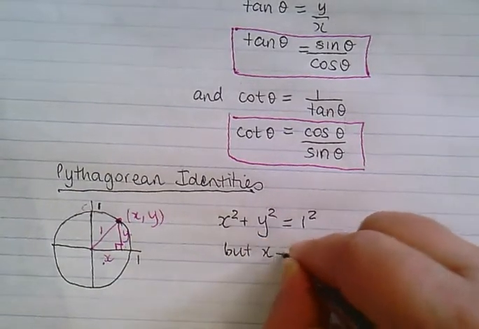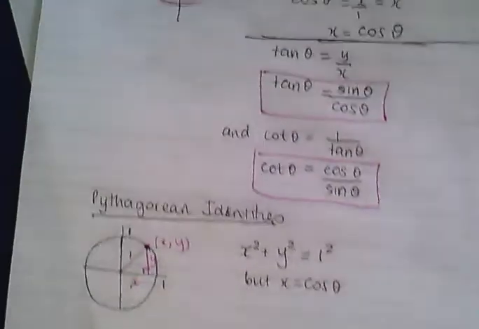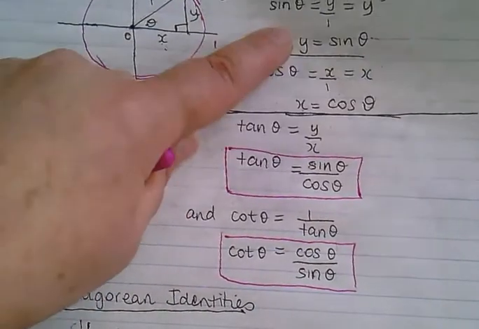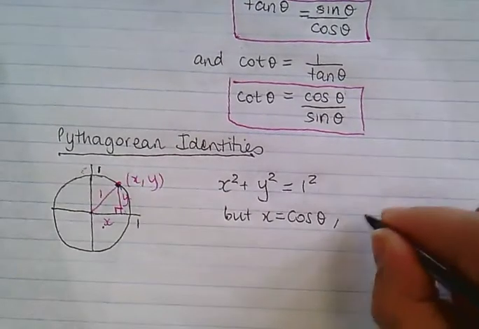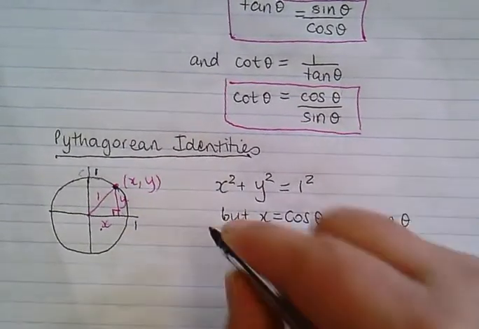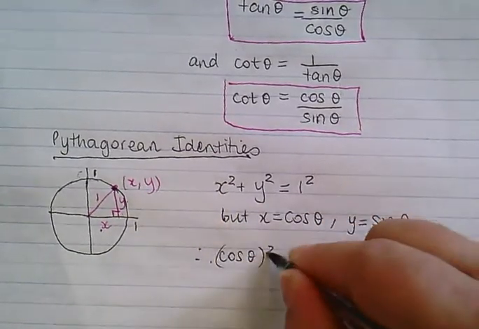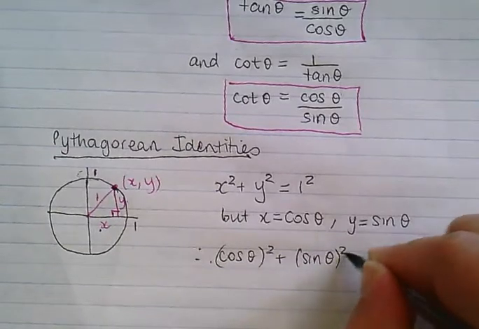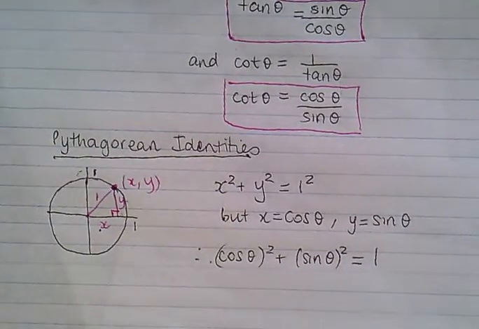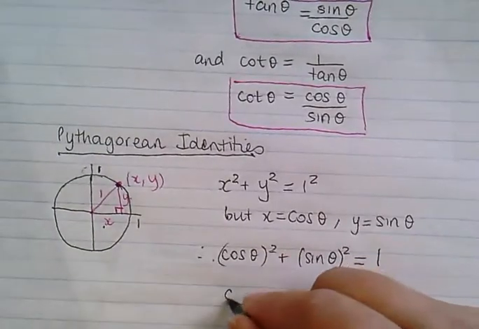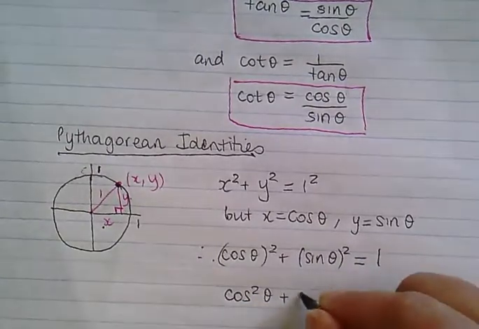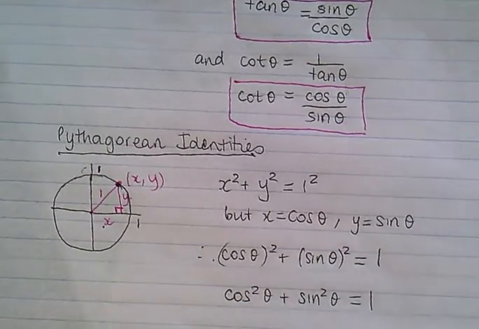but x we know is cos theta from what we were just doing in the unit circle. Doesn't x equal cos theta and y equals sine theta? So replacing x with cos theta, therefore cos theta squared plus sine theta squared equals 1. But that's not how you write cos theta squared. You actually write it like this: cos squared theta plus sine squared theta equals 1. We tend to write it as sine squared plus cos squared is 1. It doesn't matter. All right?